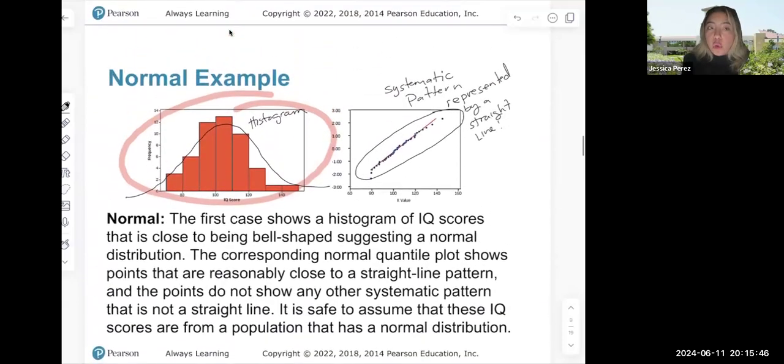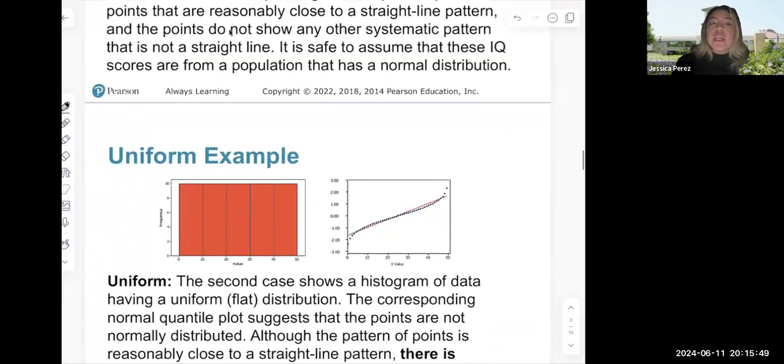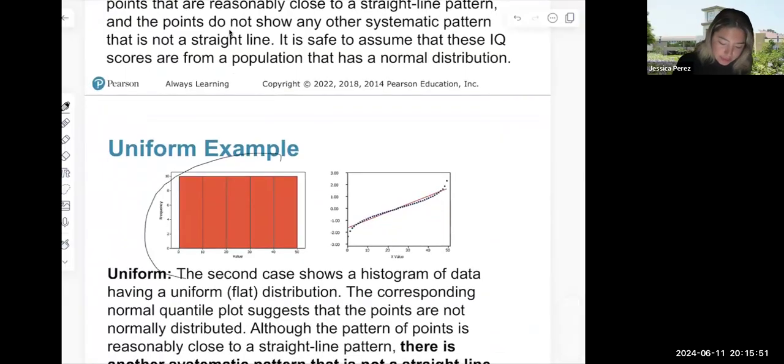So that is a normal example. There is also a uniform example that looks like this. This is a histogram, but notice how they're all about the same probability. This is a histogram with a uniform distribution. We saw that example already.